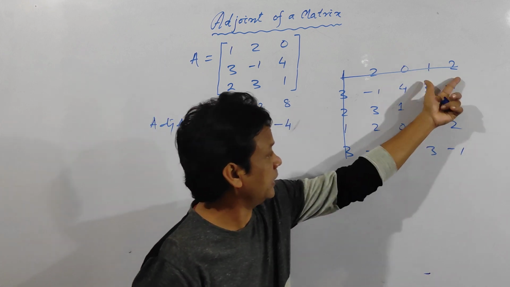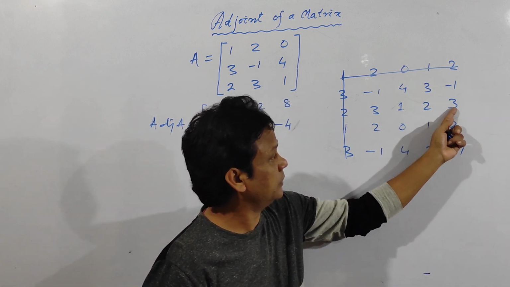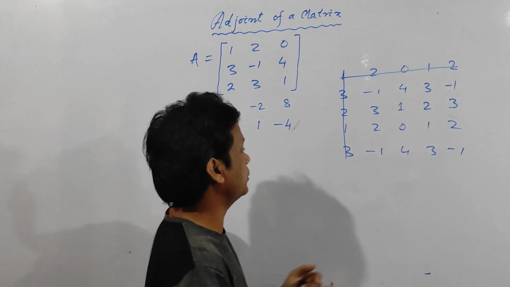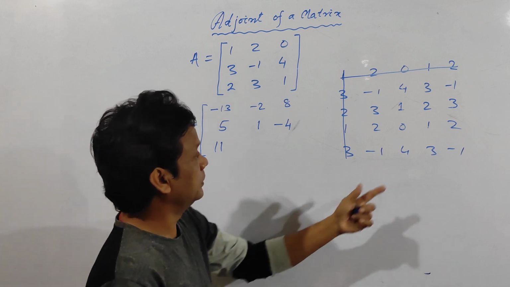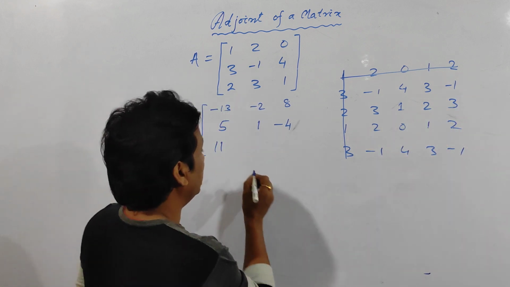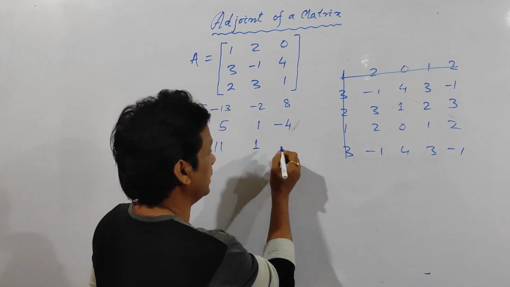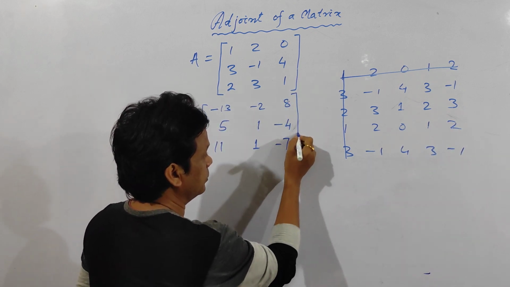Clear? Then the third line. 9 plus 2, minus or minus 2. So 9 plus 2, it is 11. Then 4 minus 3, it is 1. Then minus 1, minus 6, it is minus 7. So this is the adjoint of A.